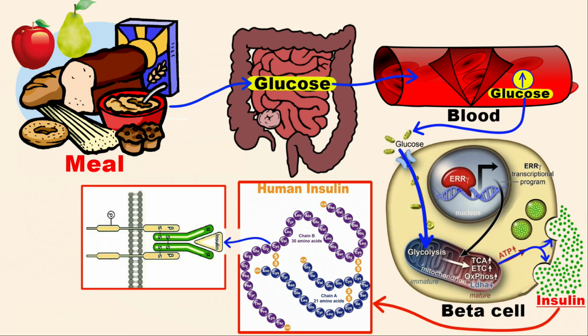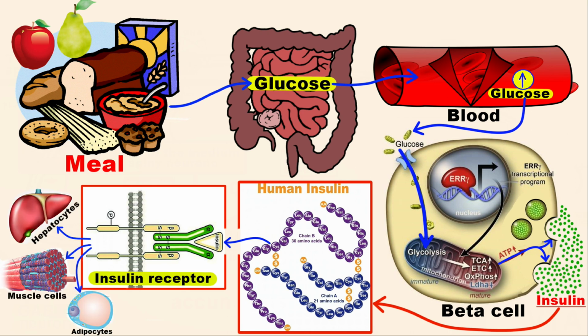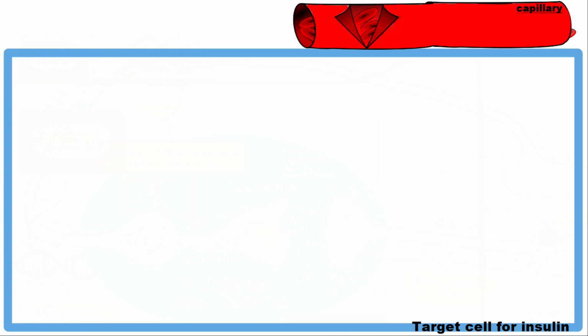Insulin binds to the insulin receptor. Insulin receptors are present on the surface of target cells such as hepatocytes, muscle cells, adipocytes, and even on neurons in the mammalian brain. This blue rectangle represents a target cell for insulin. This is the capillary that feeds this cell.